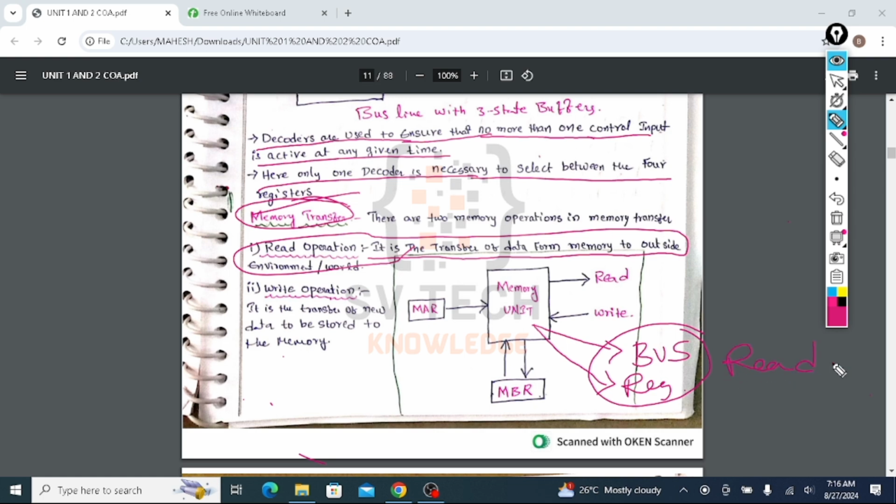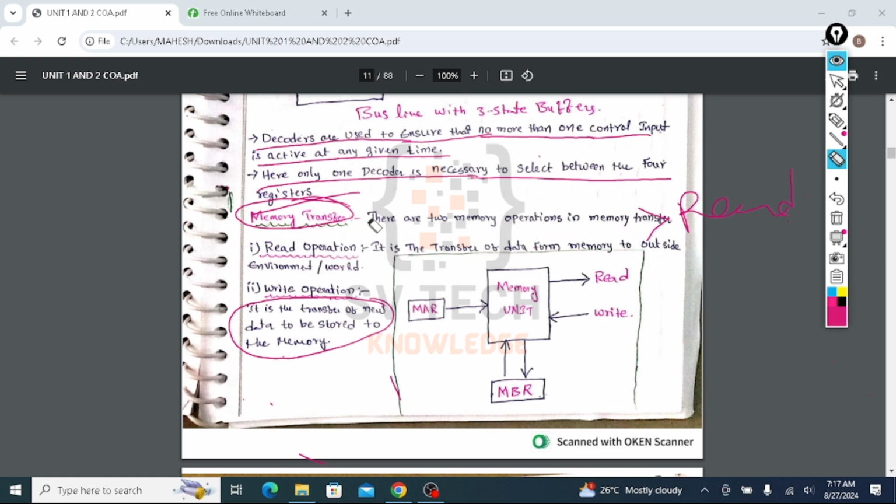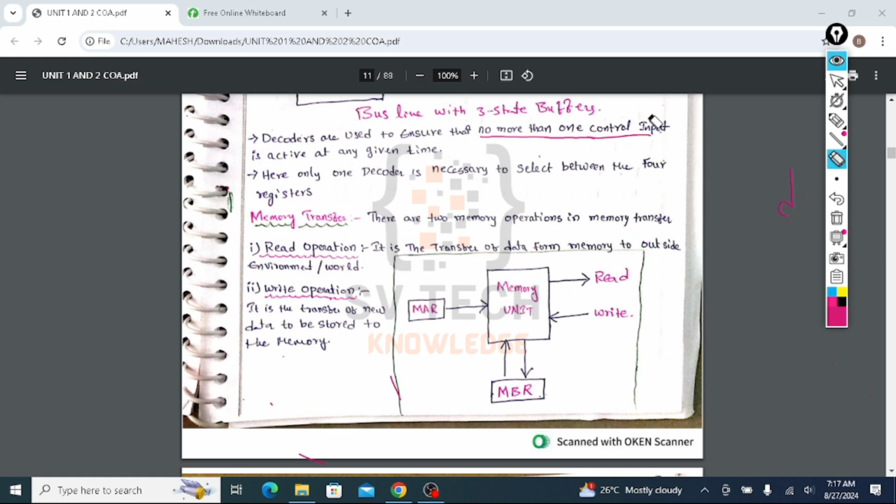The second operation is the transfer of new data to be stored into the memory. Suppose I am sending some data from my register to memory. If you are sending data from memory to outside devices, it is called read. If you are sending data from outside to inside, then it is called a write operation. MAR means memory address register, MBR means memory buffer register. So this is a simple definition of memory transfer.